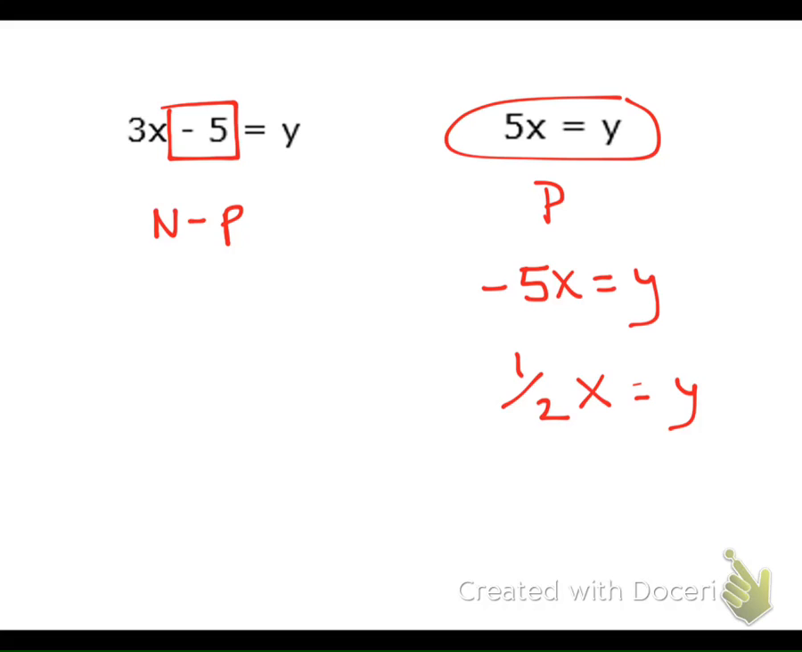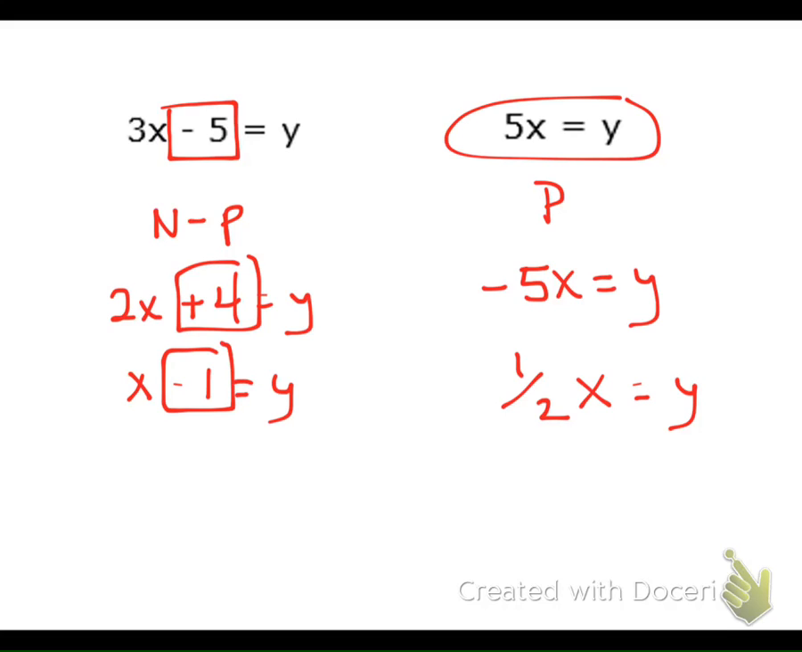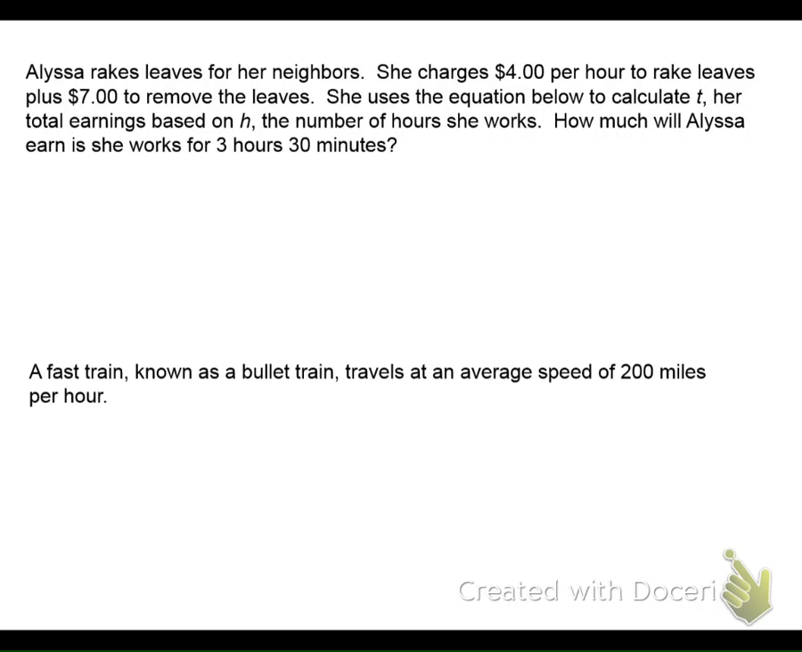So some more non-proportional examples might be 2x plus 4 equals y, or even x minus 1 equals y. Okay? Anything that has this constant being added or subtracted to it, that's going to make it non-proportional. Lastly, I want to take a look at a scenario that we're going to see. Because in scenarios you can see the same way we have something being added or subtracted in an equation, we're looking for that same idea inside my scenario.